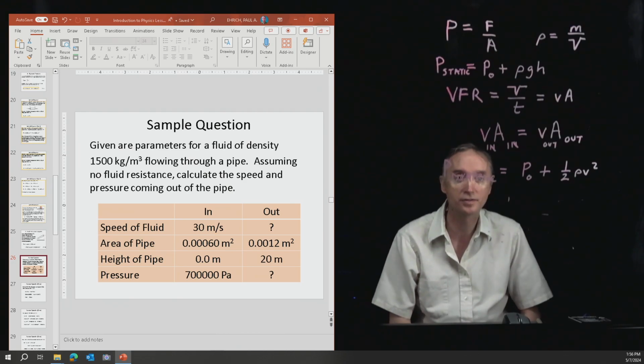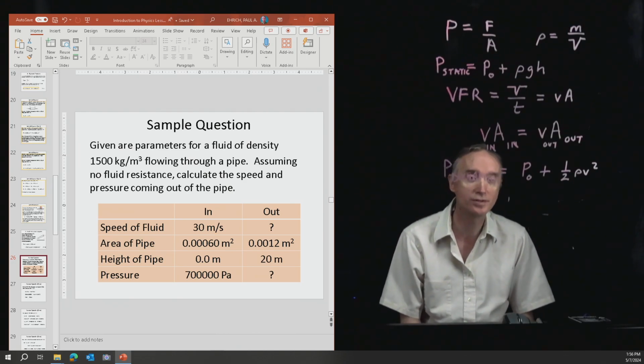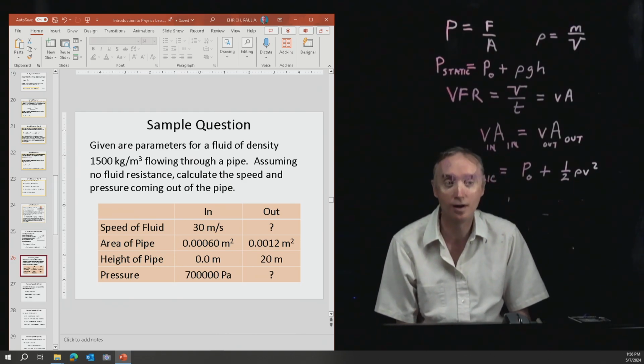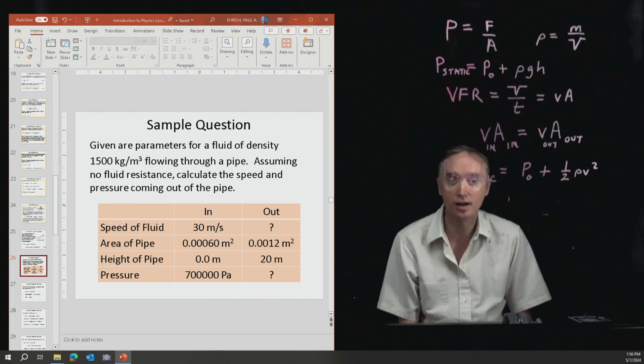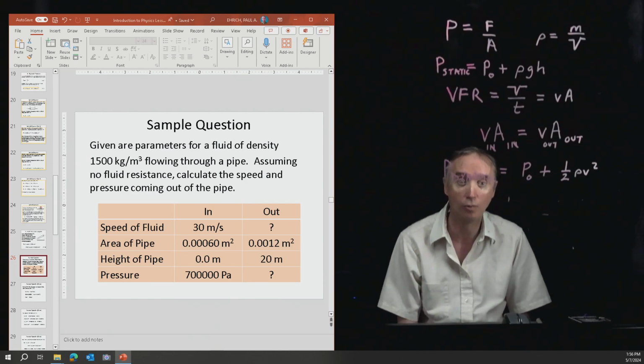So here is a sample question. Now, if I was teaching this course, I would not give you this question on an exam. But since we've got time to do it in depth, there it is. Given are the parameters for a fluid of density 1500 kilograms per cubic meter. So notice this particular fluid, whatever it is, is not water.